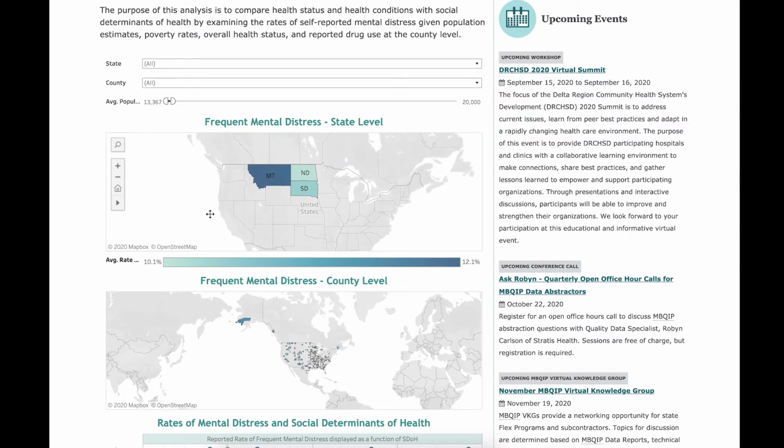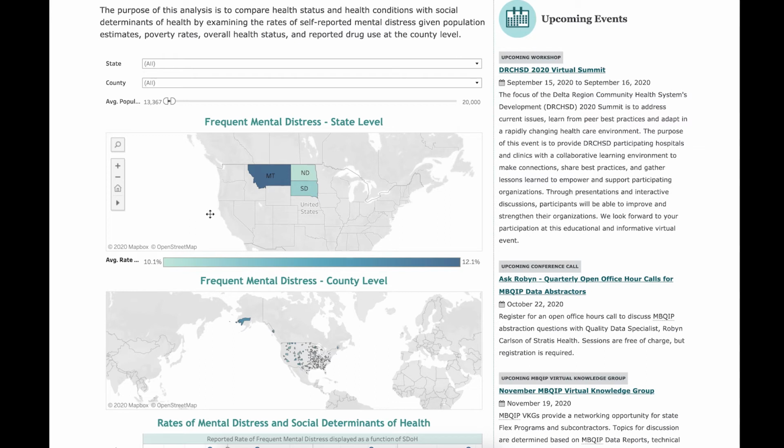Now, while the state level appears to limit the data to the states of Montana, North Dakota, and South Dakota, this is because when we present the average of all of the counties within a given state, the overall average is greater than the parameter we have set of 20,000.